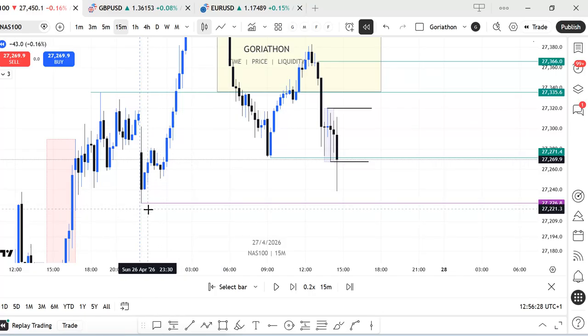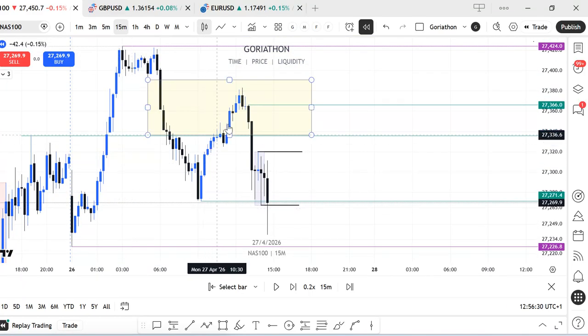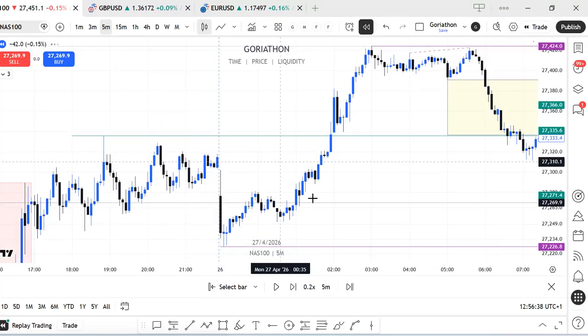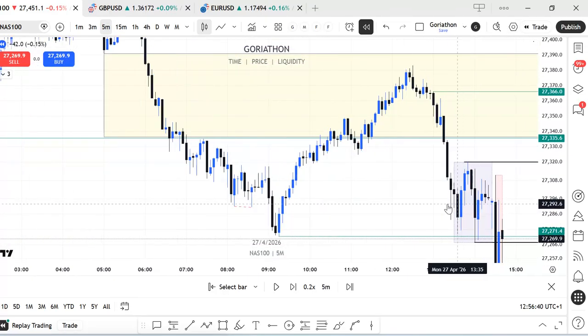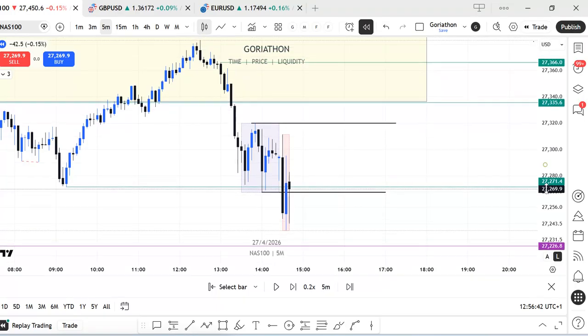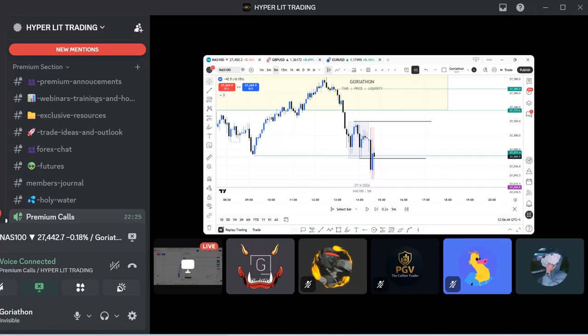Remember this area, which I marked, the 1 hour high and low, but the previous candle high and 1 hour has been swept as well. The 15-minute low has been swept as well. So we'll switch to 5 minute to see whether you've got any sort of a clear entry.